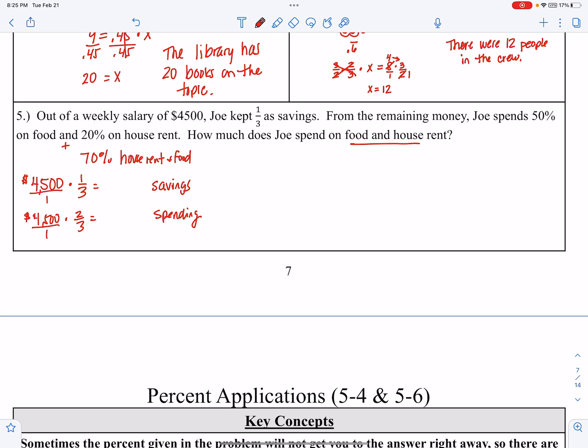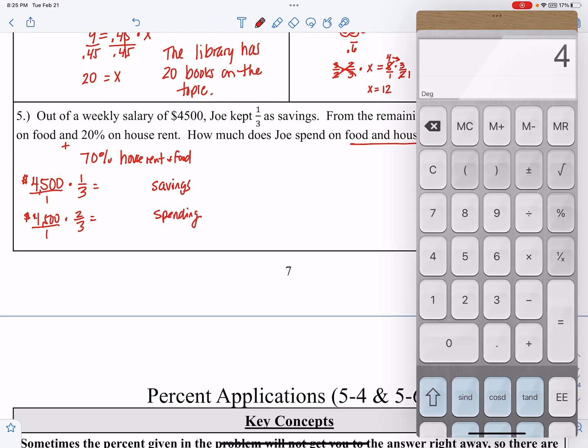Because think about this as over 1, and we would just multiply straight across, and then you can see that overall we're just dividing by 3, okay? And so to find his savings, we have 4,500 divided by 3, and so we have 1,500, notice my label, 1,500 is savings. Double that would be 2/3, but let's go ahead and just solve it the other way just to see. So 4,500 times the 2 is 9,000, and then divide by the denominator of 3, and you can see we also get 3,000 as his spending.